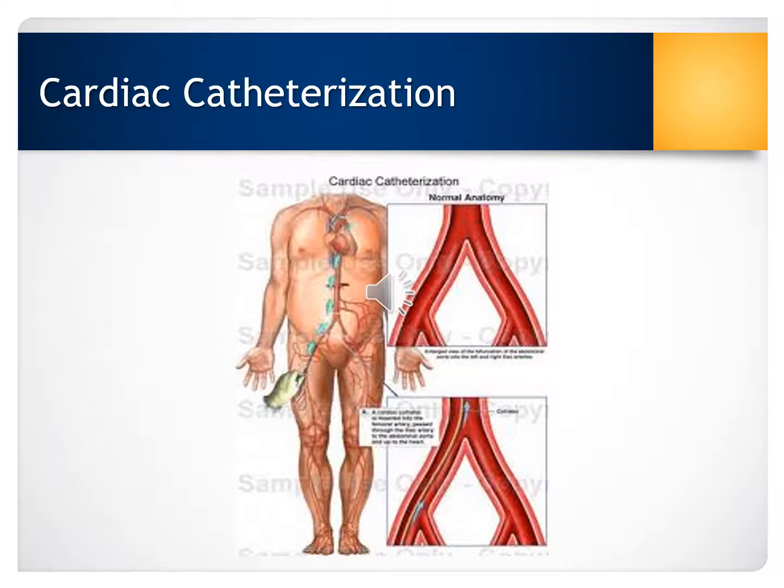But a cardiac catheterization can be done to the right side of the heart or the left side of the heart. If it is done on the left side of the heart, you will be able to evaluate the aorta, the aortic valve, and the left ventricle. If you're going through the right, you'll see the vena cava, the right atrium, and the right ventricle.